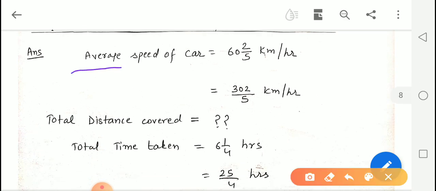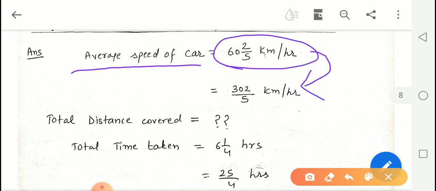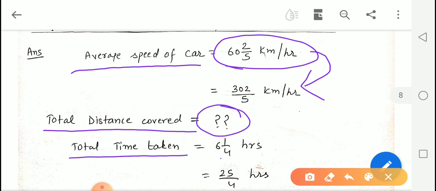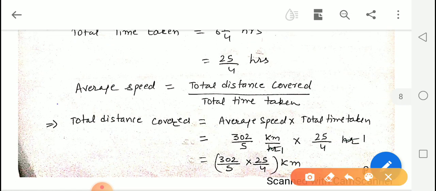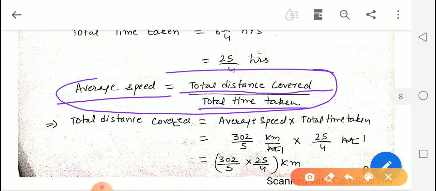Here average speed of car is given 62 by 5 km per hour. We will convert this into an improper fraction, and total distance covered we have to find out, and total time taken is given 6 1 by 4 hour. This also we will convert into an improper fraction because this is in the mixed fraction. So we have this formula. Just now I explained you, average speed is equal to total distance covered upon total time taken. This is the formula for this. We will use this formula to solve the question. Here total distance covered.